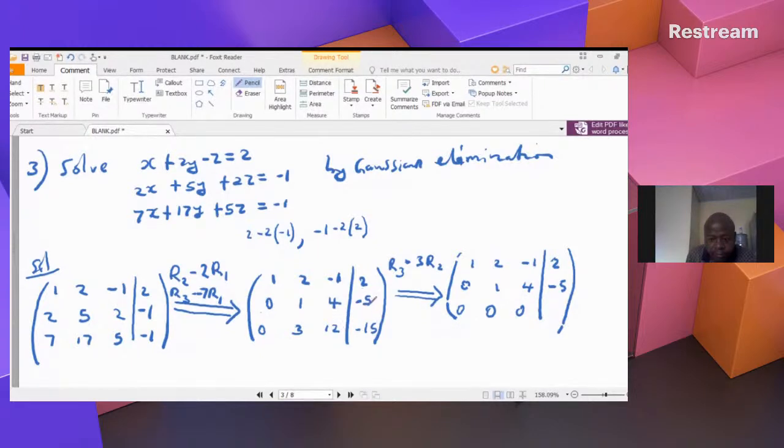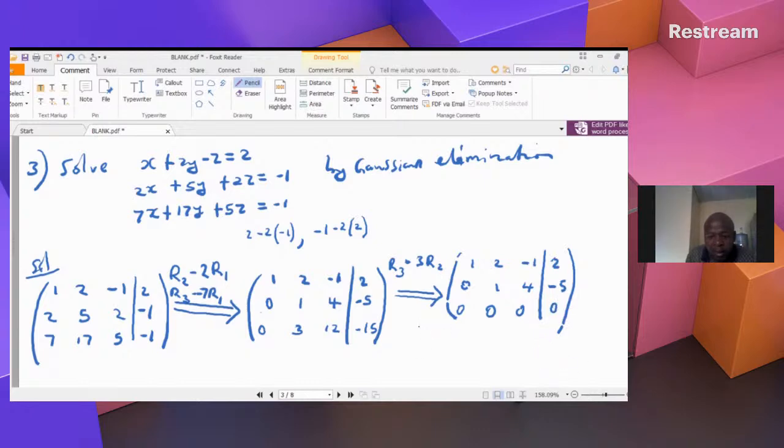3 multiplied by negative 5 will be negative 15. Negative 15 subtracted from negative 15 will be 0.